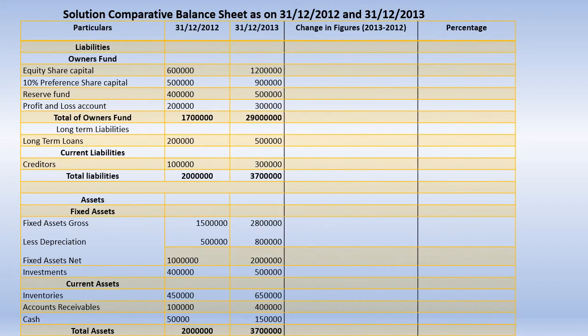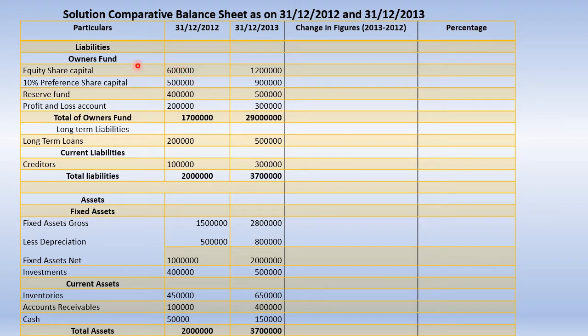Here comes the solution part. The solution heading will be Comparative Balance Sheet as on 31st December 2012 and 31st December 2013. We altogether require 5 columns, and I have already put 3 columns here. We need 2 more columns to be added over here, in this blank space, which we'll be discussing later.